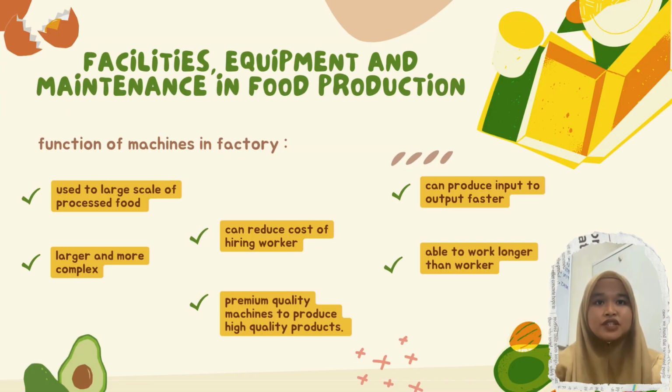Next, we continue to the function and importance of machines in factories for producing food. First, machines are used for large-scale processed food, which means they can produce more product in a day than human work. Next, they are larger and more complex, and can also reduce the cost of hiring workers. So the company can save capital on hiring workers by buying machines. Moreover, premium quality machines can produce high quality products, so they seem worth the money.